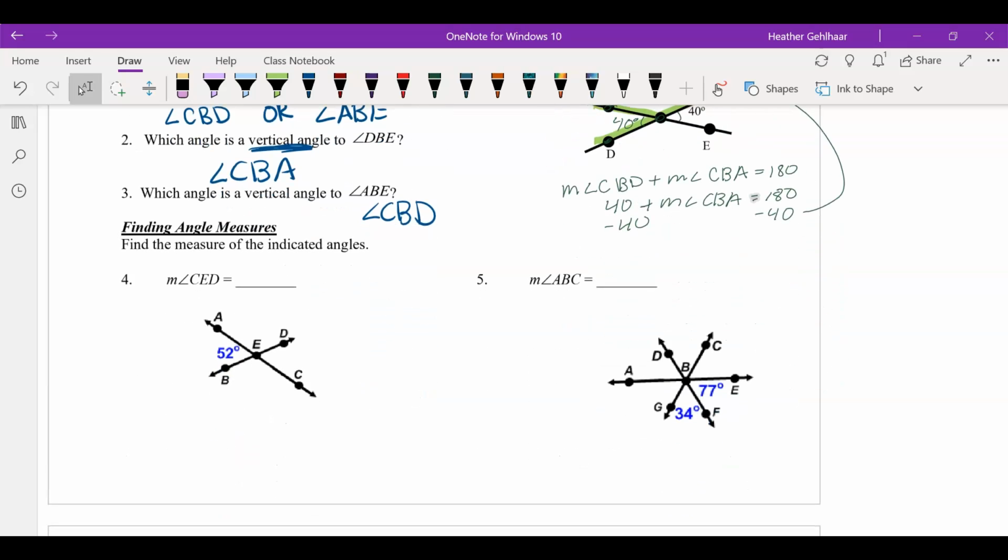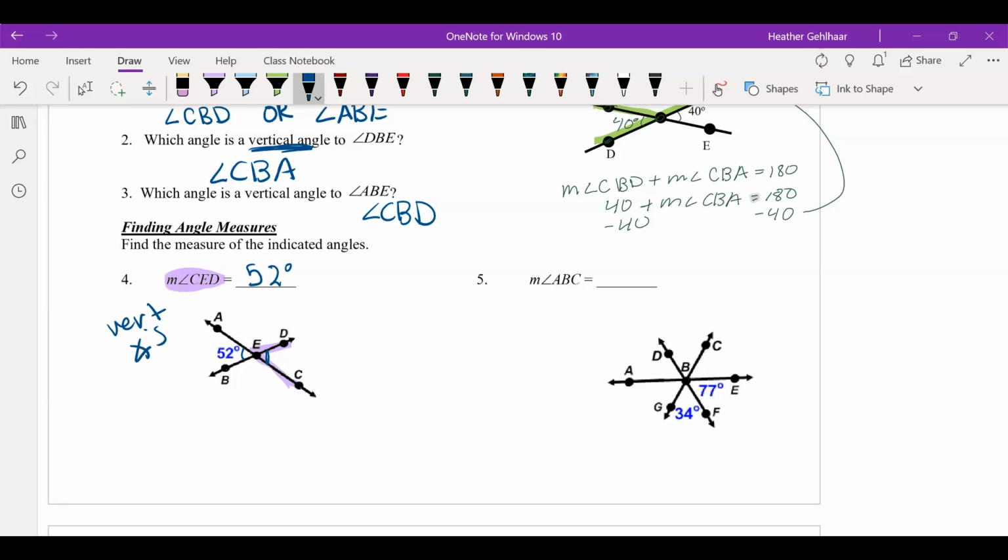All right, a couple examples here. It says find the measure of the angle. So we have the measure of angle CED. That's what we need to look for. So CED, oh, well, look at that. We know that we have line AC and line BD intersecting, which gives us vertical angles. So we can say that this angle here is 52 degrees. So we have vertical angles.